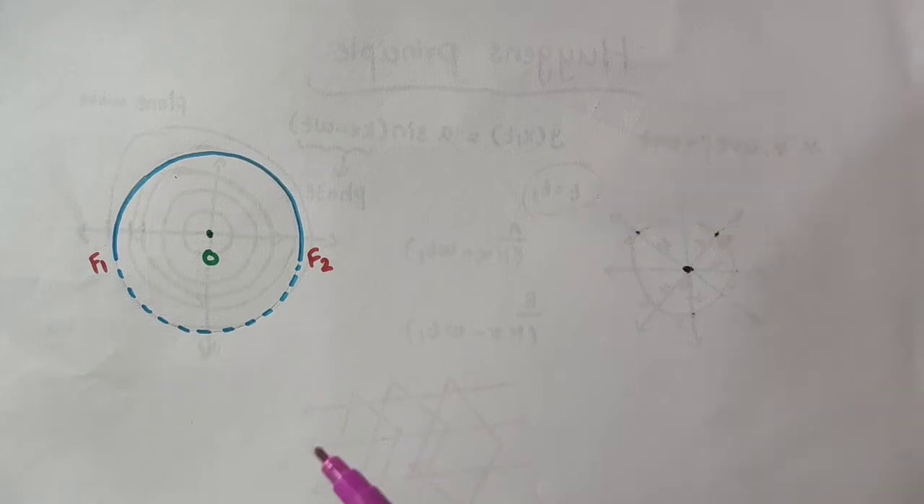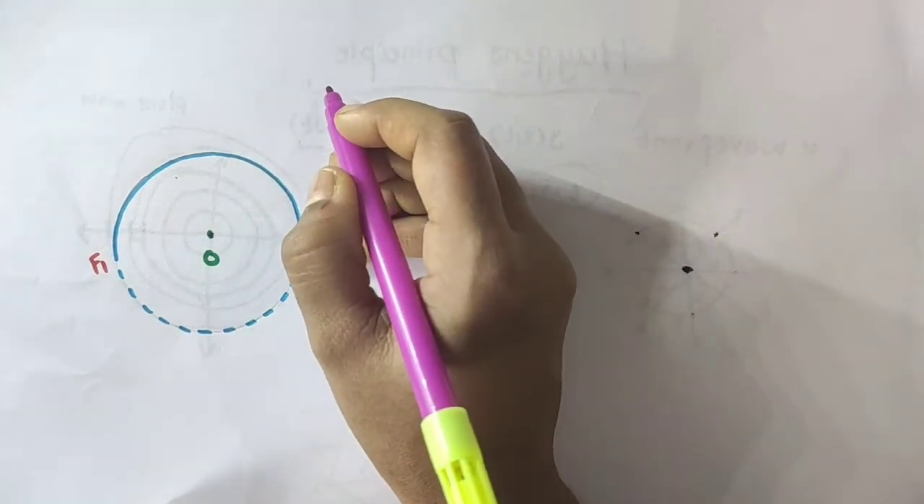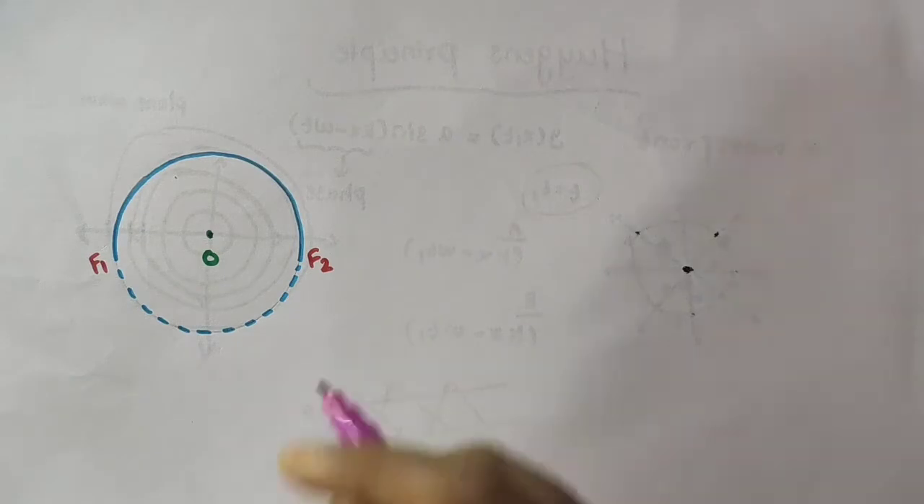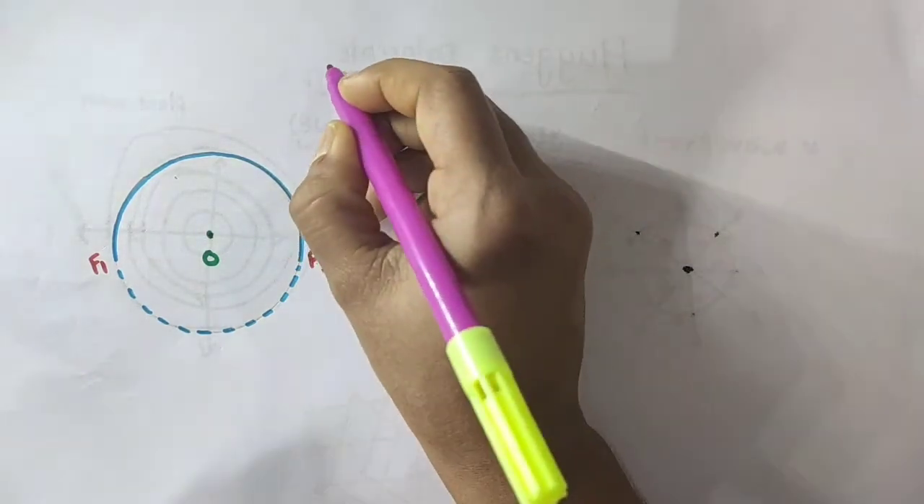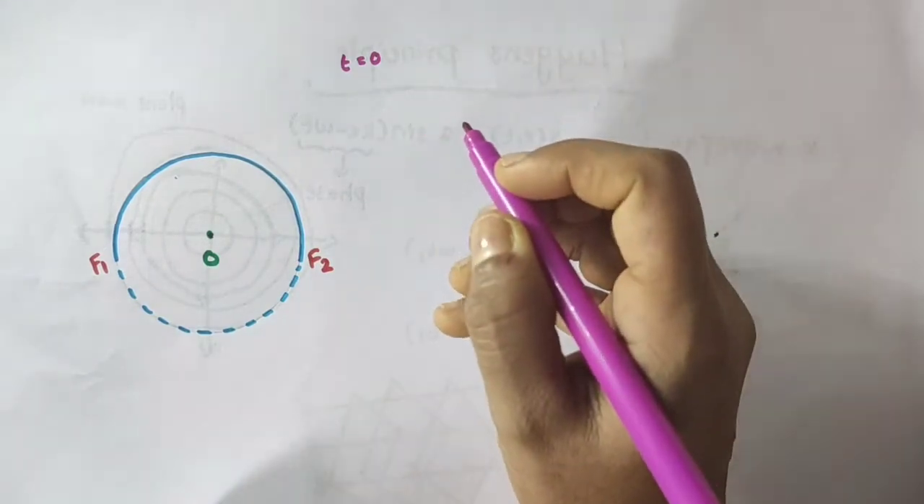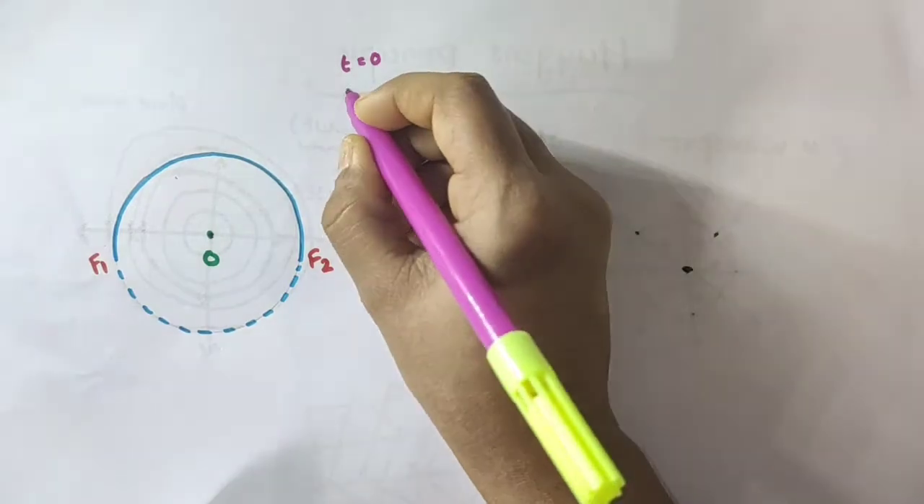Now, if we know the shape of the wavefront at t equal to 0, then Huygens principle allows us to determine the shape of the wavefront at a later time tau. Okay, that is, if we know the shape of the wavefront, spherical or plane wavefront, whatever be the shape of that wavefront, at t equal to 0, then Huygens principle allows us to determine the shape of the wavefront at a later time, say t equal to tau.